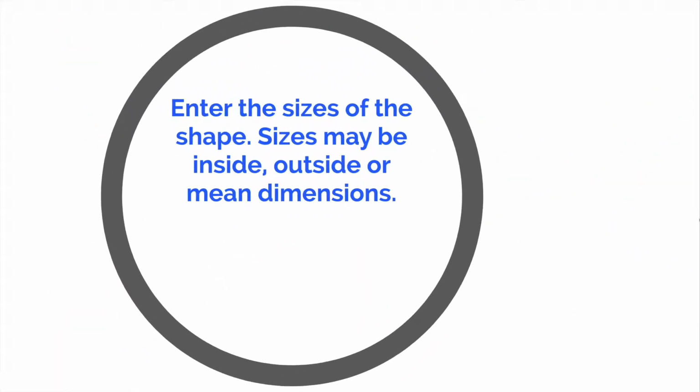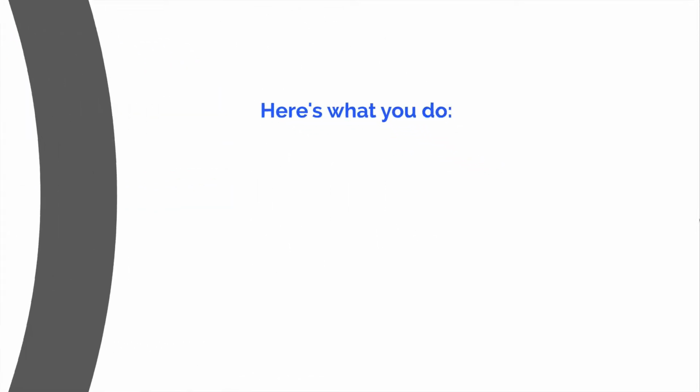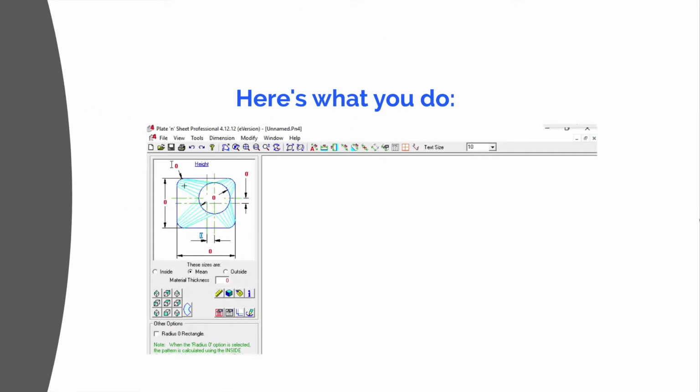Enter the sizes of the shape. Sizes may be inside, outside, or mean dimensions. On the far left, simply fill in the parameters and the dimensions that you need. Make sure to choose height and then simply enter that dimension. Choose from inside, mean, or outside.